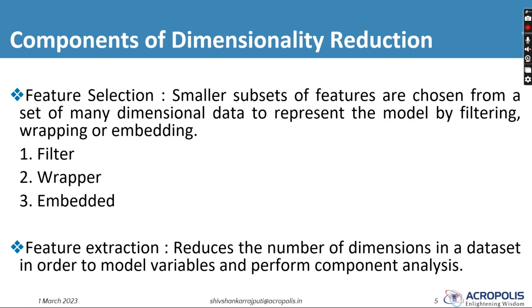Components of dimensionality reduction. There are two components mainly for dimensionality reduction. Number one, feature selection. Smaller subsets of features are chosen from a set of many dimensional data to represent the model by filtering, wrapping, or embedding. There are three main methods of feature selection, which are filter, wrapper, and embedder. Next, feature extraction. This reduces the number of dimensions in a data set in order to model variables and perform component analysis.